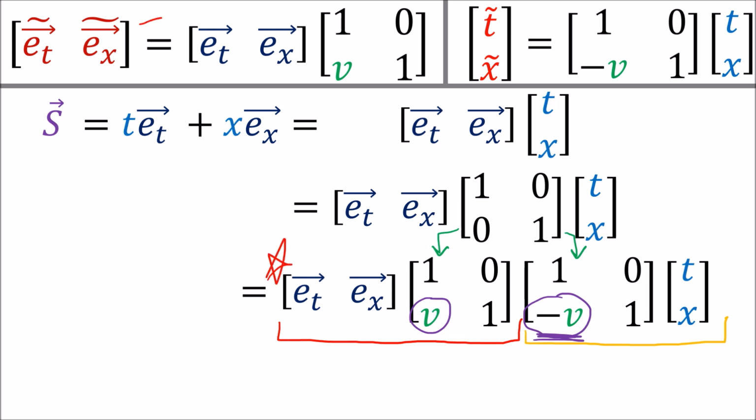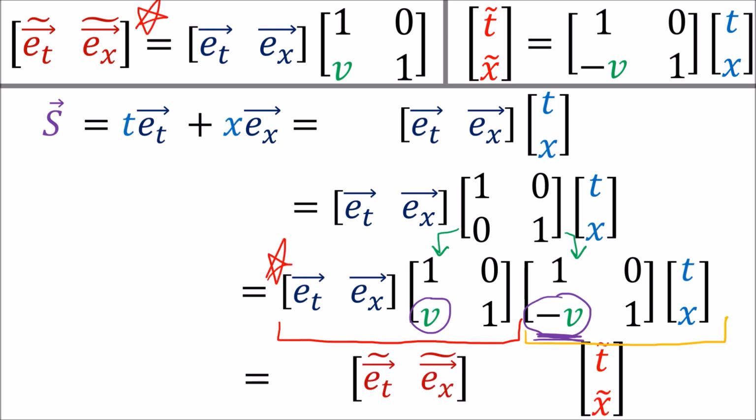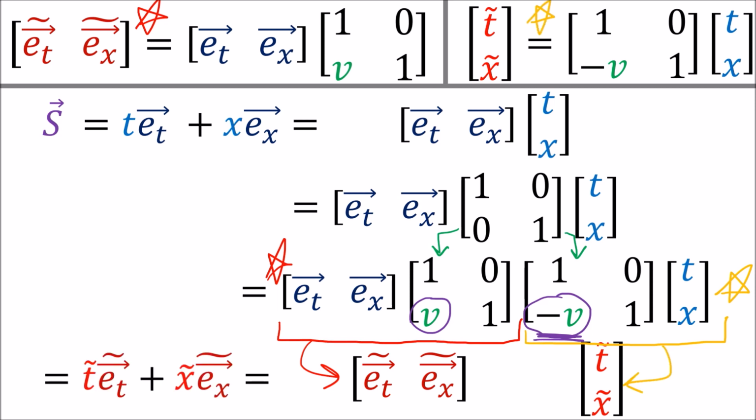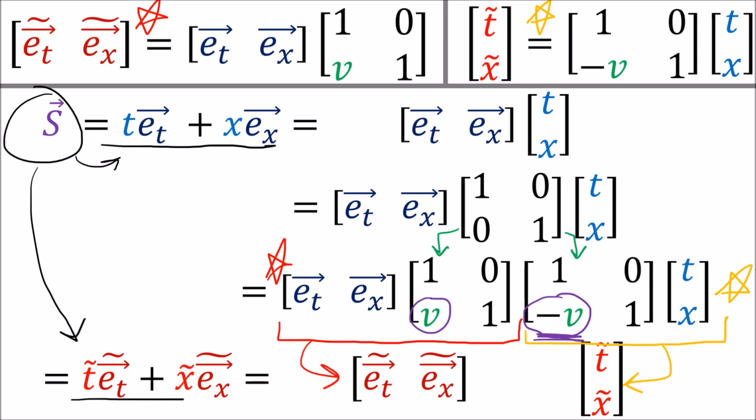And if we check our change of basis equations, we can see that this multiplication just gives us the car's spacetime basis written in a row, and this multiplication just gives us the car's components written in a column. So this shows that the vector S is invariant. We can write it in Einstein's basis or in the car's basis. Both formulas are equal to each other, just written using different points of view.